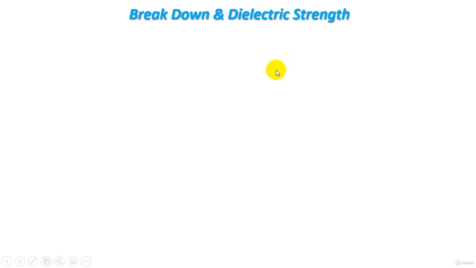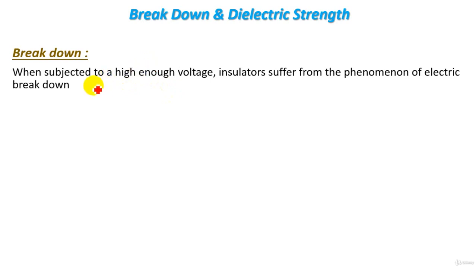Hello everyone. This tutorial will be about explaining two important definitions related to the high voltage branch and specifically related to the insulator itself. These two concepts or definitions are breakdown and dielectric strength. First, let's understand what is breakdown. When subjected to a high enough voltage, insulators suffer from the phenomenon called electric breakdown.